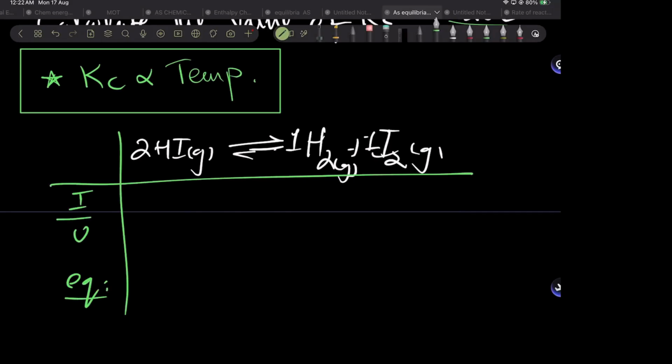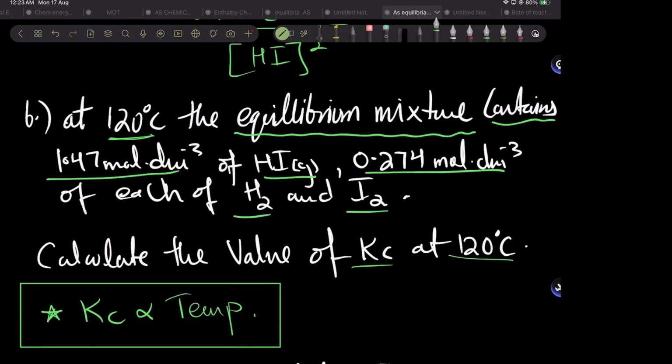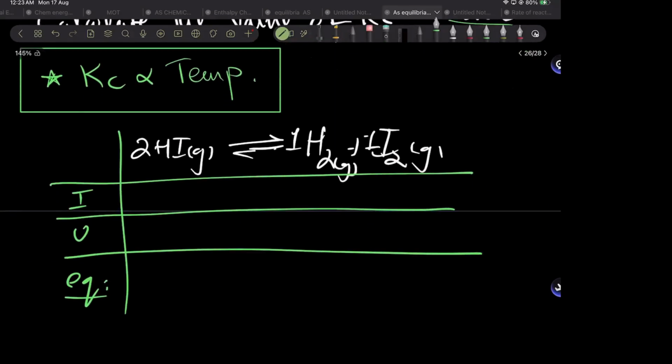What has been given in the question? Have I been given the initial moles of HI, H2, or I2? No. Have I been given the used moles? No. Have I been given the produced moles of the product? No. What have I been given? It says the equilibrium mixture contains these many moles of HI, these many moles of H2 and I2. So which moles are these? If they're in the equilibrium mixture, these are the equilibrium moles, right? So I've been directly given the equilibrium moles. I just need to insert them in the Kc expression. So this is the type 2 question, in which the equilibrium moles are directly given to you.